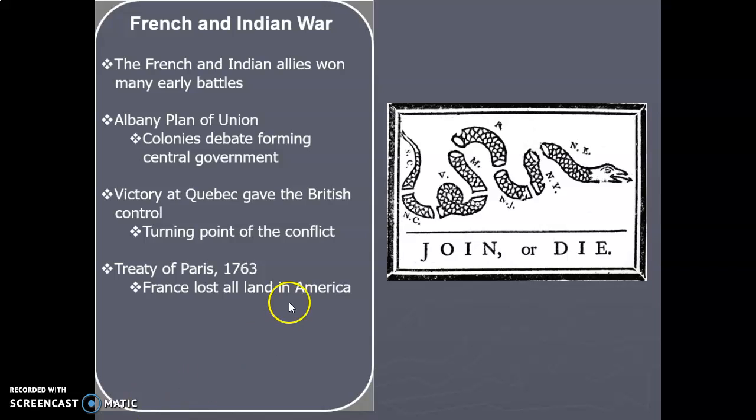And his flag over here, you see the flag right here, it's a snake, and it says join or die. In other words, if the snake is all together, it lives. When you chop the snake up, it dies.